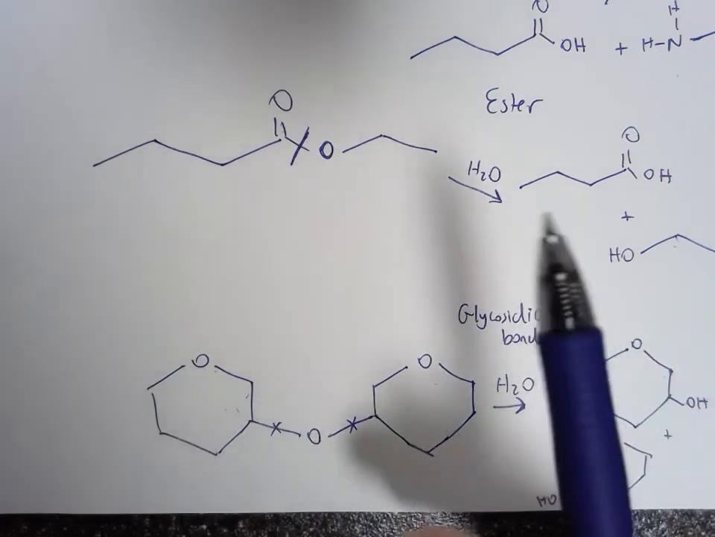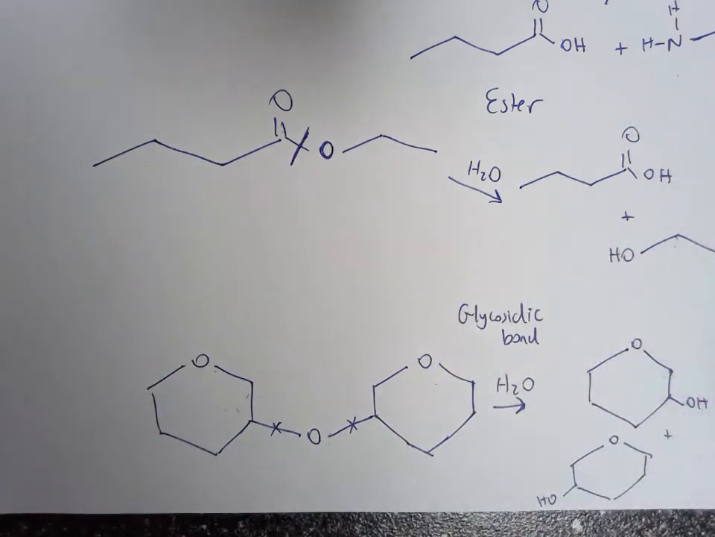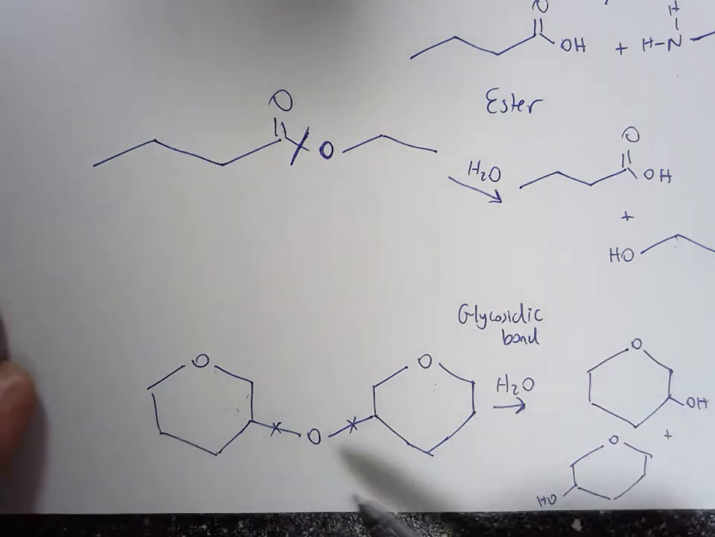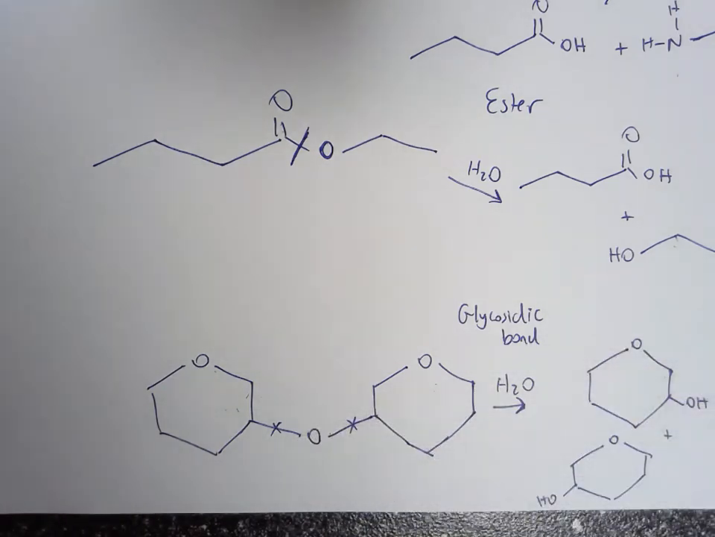So the way that monosaccharides come together is through dehydration where water is released, and the way that they break apart, the way that they're hydrolyzed and digested, is through hydrolysis, and they're broken apart into two separate monosaccharides.